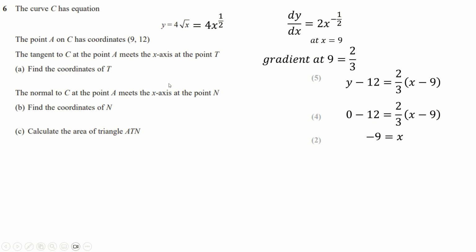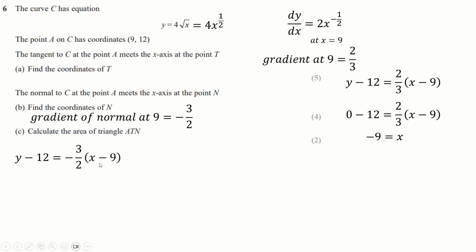The normal to C, well, the normal to C has gradient minus 3 over 2, because it's at the same point, and this times this is minus 1, or just the negative reciprocal of that. And we can just do the same thing. y minus y1 is the same point, right? So y minus y1 equals m(x minus x1). I still can't be bothered to do anything with this. I'm literally just going to put y as 0 in again, because I'm still looking for the point where it hits the x-axis. And we solve that, and we get this.